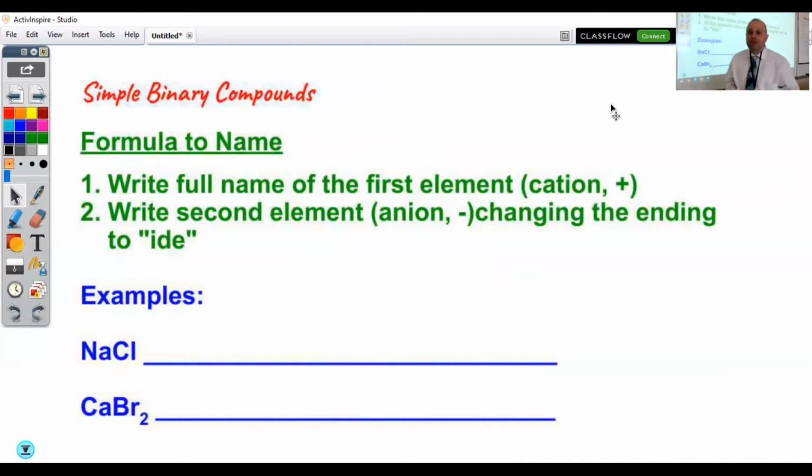It says that the first thing that we should do is write the full name of the first element, which is known as the cation. The second thing that we should do is write the second element, the anion, but we're going to change the ending on the anion to an IDE ending, which is going to indicate for us an element off of the periodic table. So looking at our first example, we have Na, which we recognize as sodium.